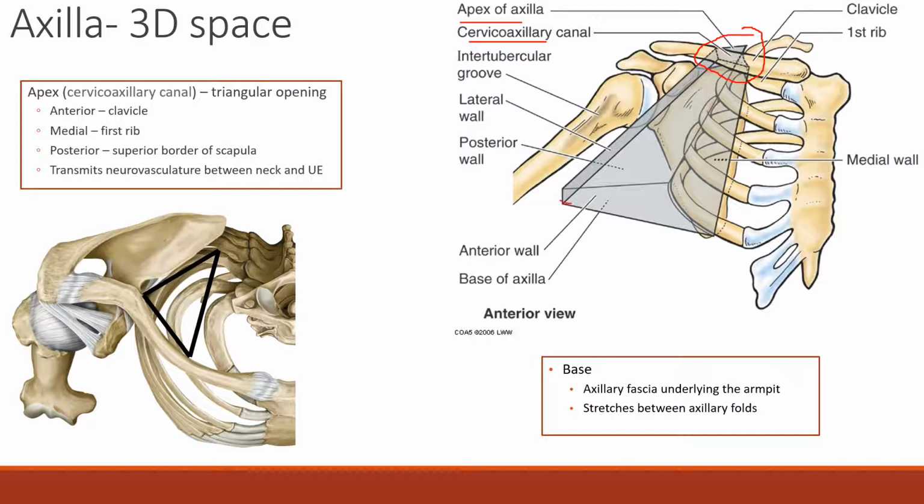The base of the axilla here is defined by the skin of the axillary fossa. All right, so the skin of the armpit is what defines the base of the axilla. The anterior wall of the axilla, as we can see right here, this triangular face, is going to be defined by the skin of the pectoral region and the pectoralis major muscle.